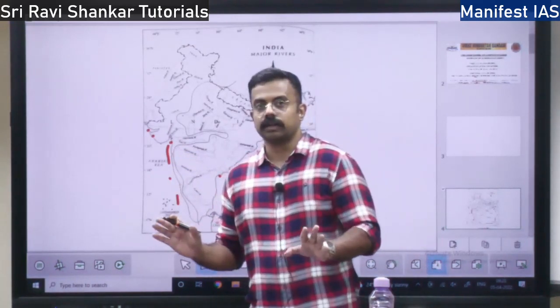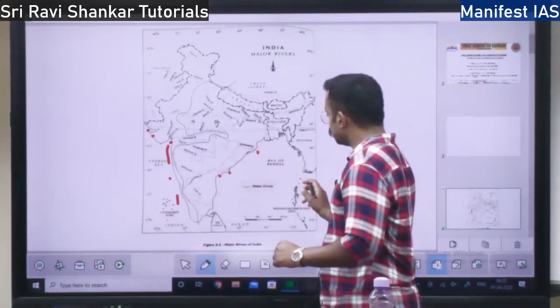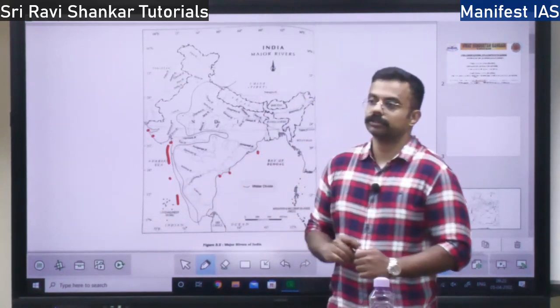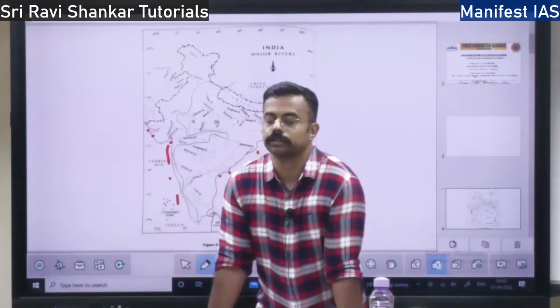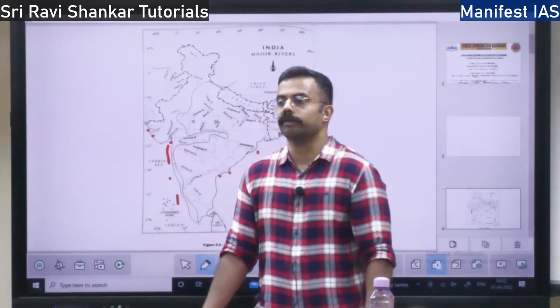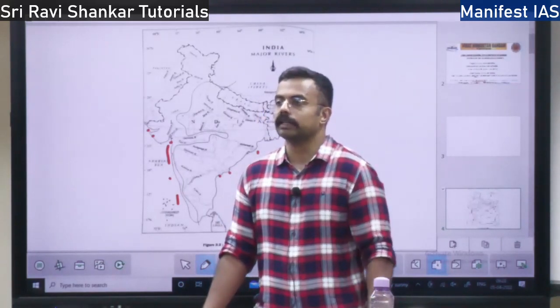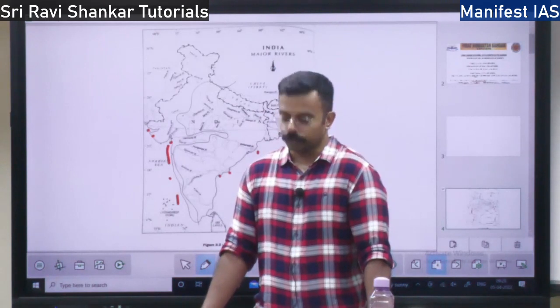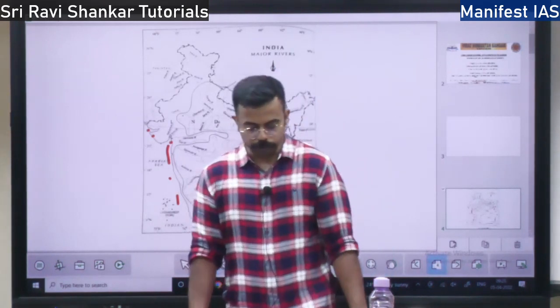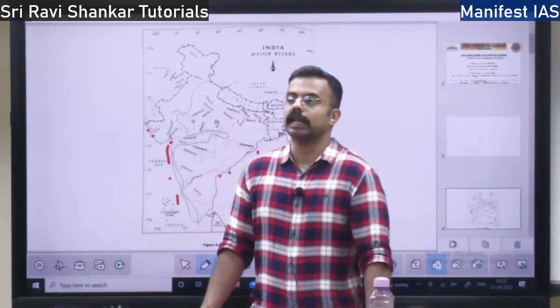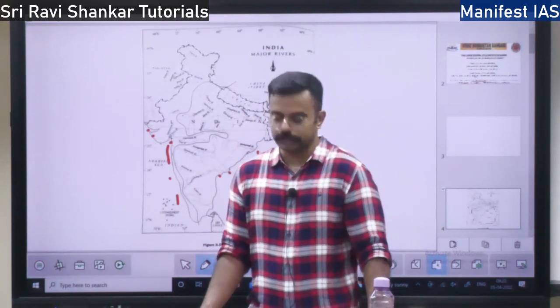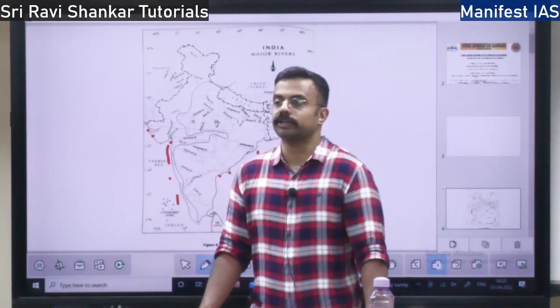Next, apart from the eastern coast, we will discuss the islands. We have two groups of islands. One is the Bay of Bengal group, another is the Arabian Sea group. In the Bay of Bengal group, you have 572 islands. That is Andaman and Nicobar. Totally the group is 572 islands.